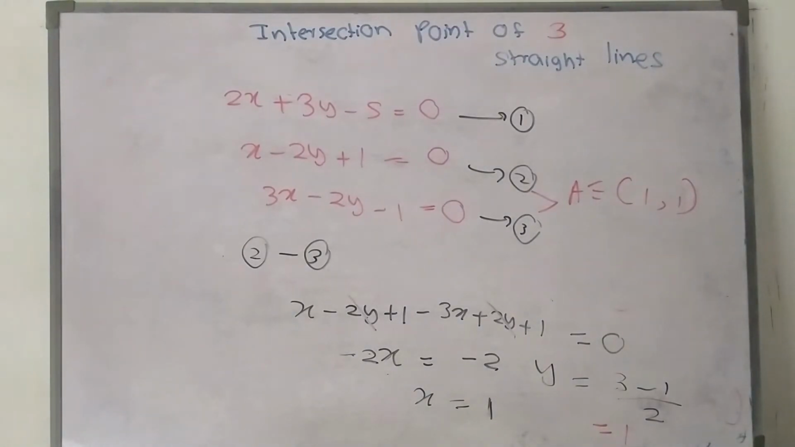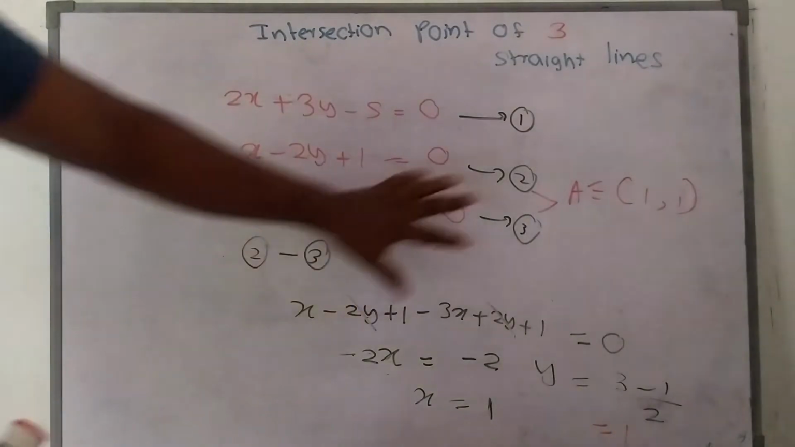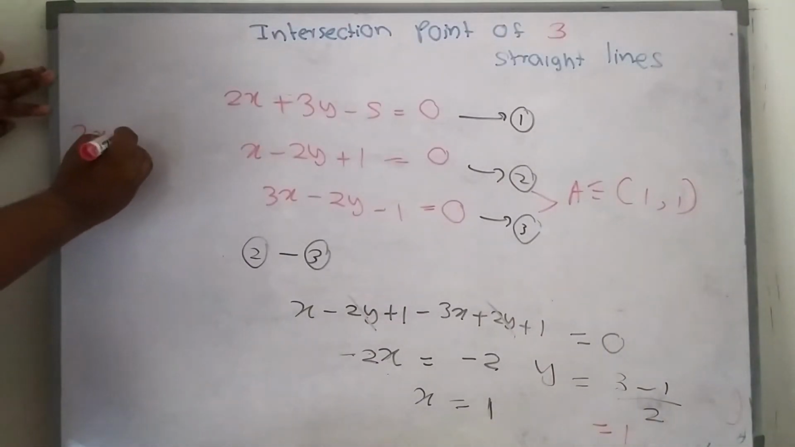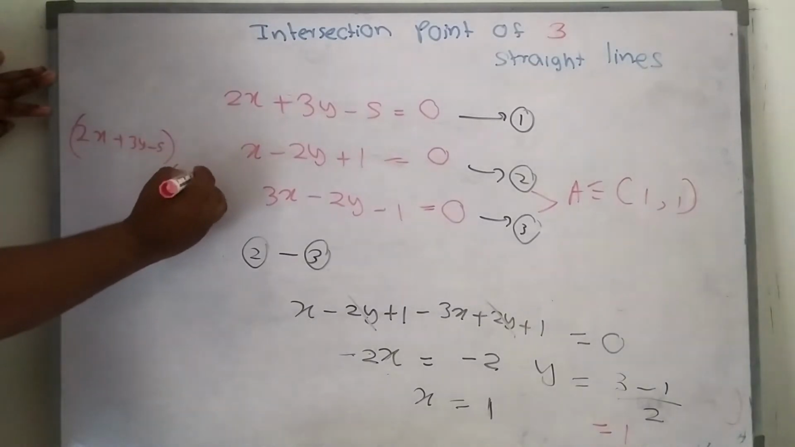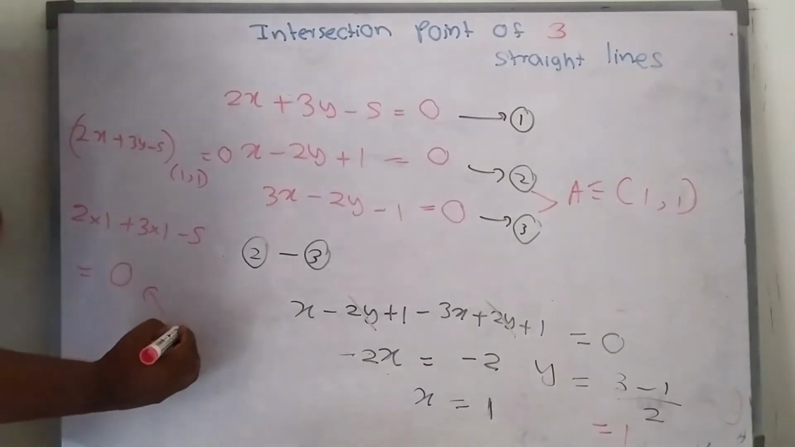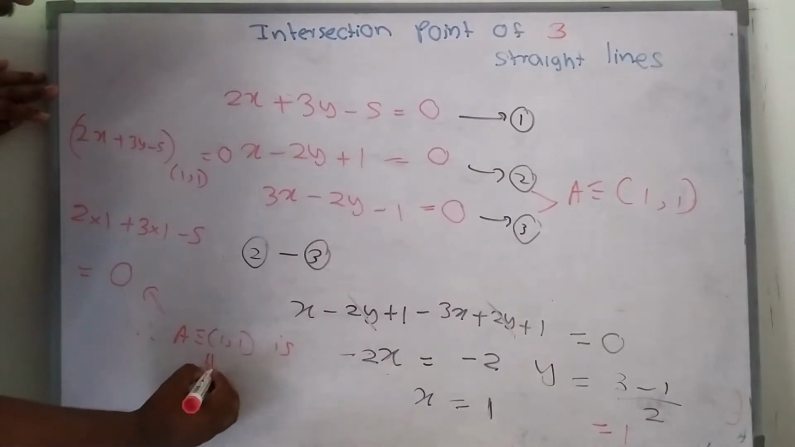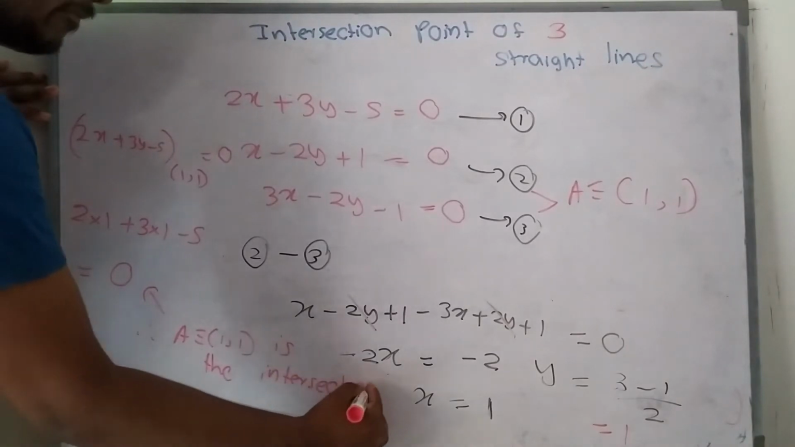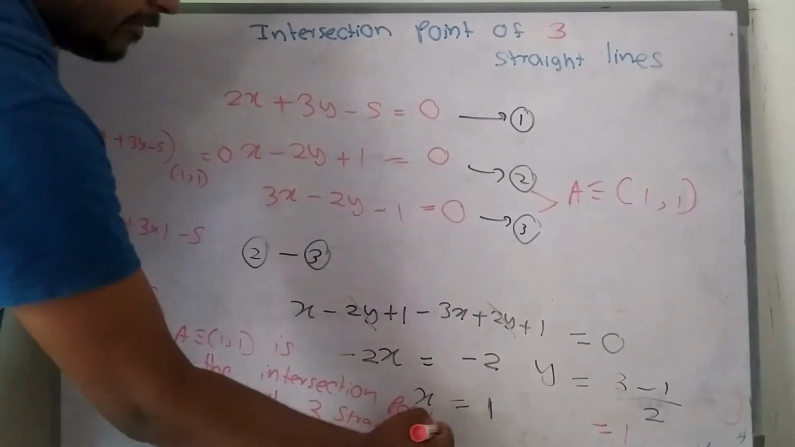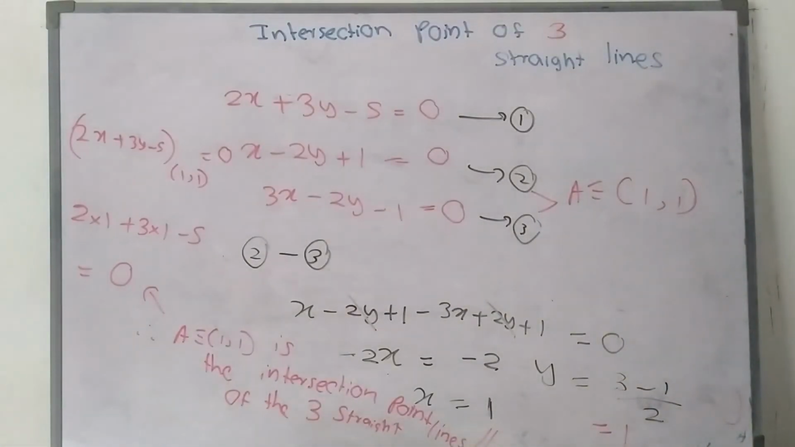But the problem is we didn't use the first equation. So how can we say the first equation also satisfies that intersection point? This is another important thing: once you find the intersection point, you have to substitute that coordinate into the first equation. Then 2x plus 3y minus 5, substituting, 2 into 1, 3 into 1 minus 5, gives 0. Therefore, point A is the intersection point of the three straight lines. So this is my conclusion, my representation of the intersection point of three straight lines.